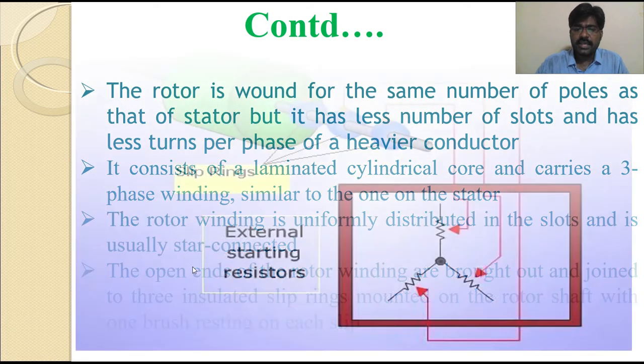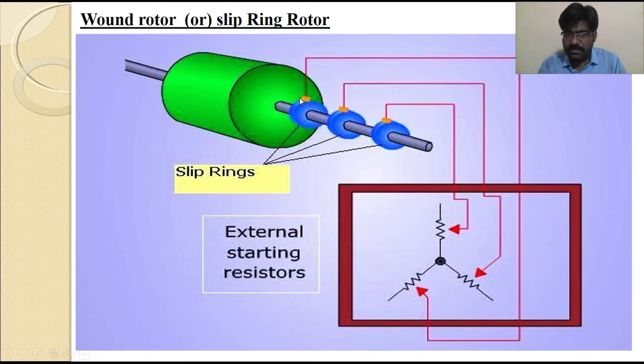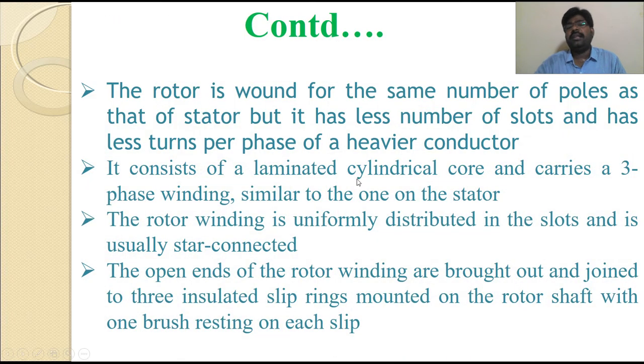You can see the brushes here. Through these brushes we take the output. The brushes are made of carbon material, and they are very smooth. Then how exactly does the rotor work here? The rotor is wound for the same number of poles as the stator, but it has fewer slots and fewer turns per phase of a heavier conductor.